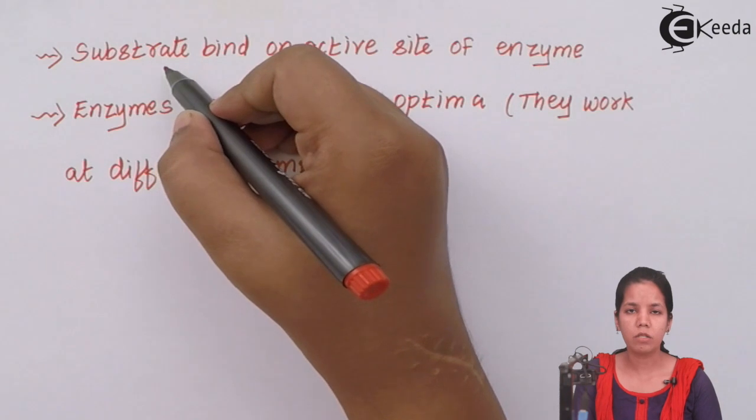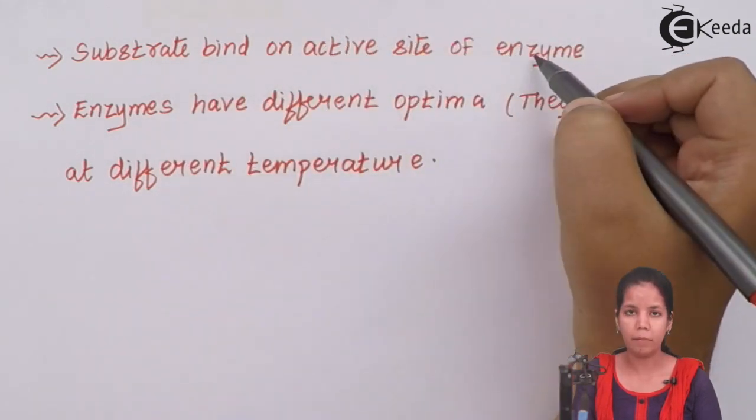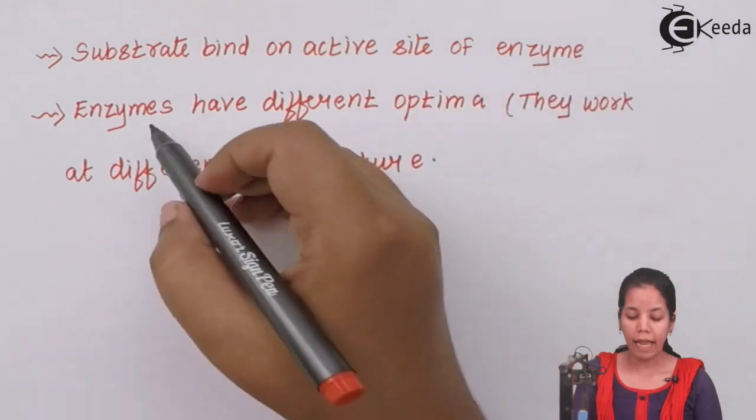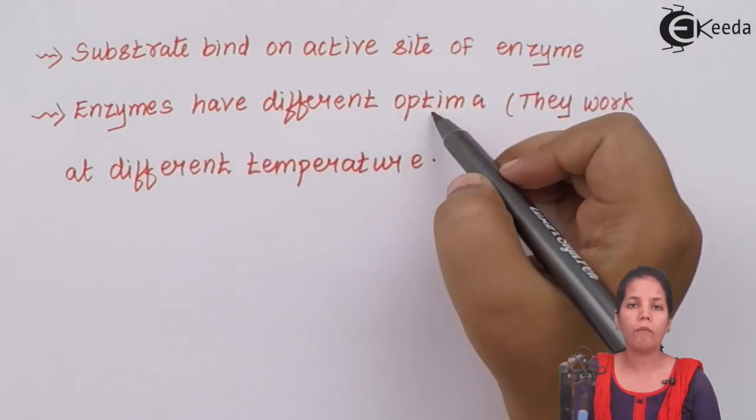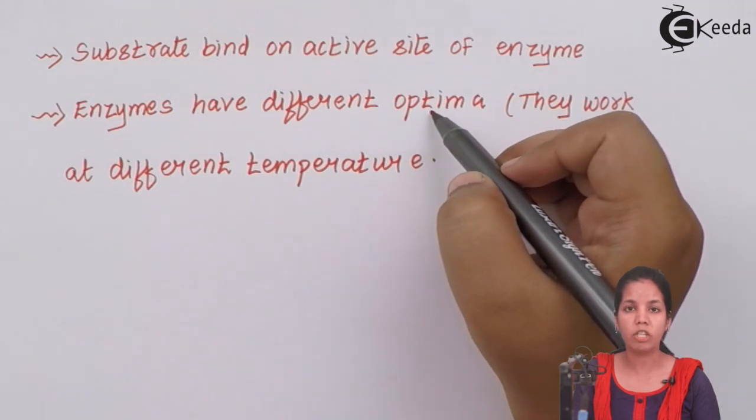Substrate, or the substance which reacts with the enzyme, binds on the active site of an enzyme. Active site is a place where the enzyme accepts the substrate and forms the product. Enzymes have different optima. When I say optima, it means enzymes have different temperatures at which they work. An example of this could be HCl works at room temperature and pepsin works at 37 degrees Celsius. And if you change the temperature of a particular enzyme, the enzyme would denature or get destroyed.